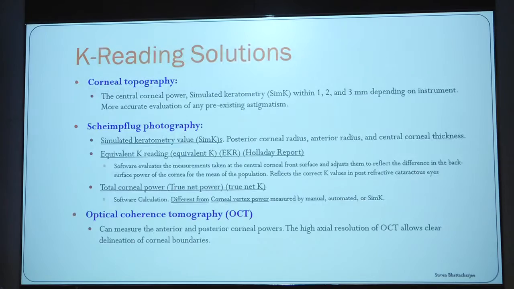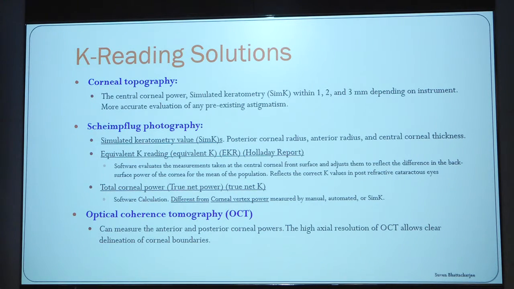So now, K reading solutions. Over time, corneal topography has been used, Scheimpflug photography has been used, and OCT has been used. Different machines have integrated it differently. Now, you must understand that there are terminologies which are very similar. SimK is one, don't confuse it, which measures within the 1, 2, and 3 millimeter zones. Scheimpflug uses simulated keratometry, that's SimKs, and there's something called EKR, the equivalent K reading, for Holladay. We'll come to that a little later.